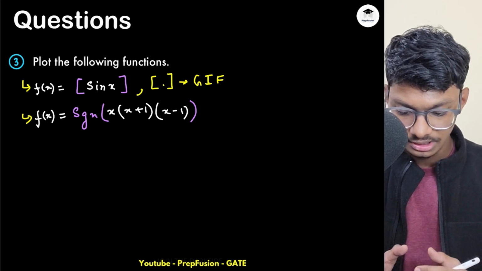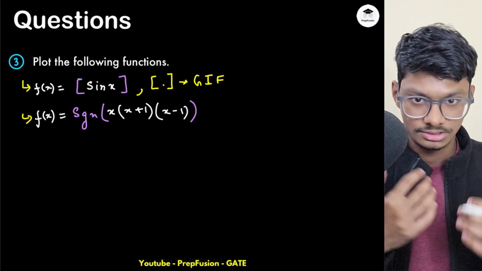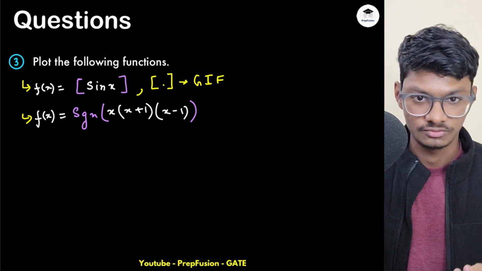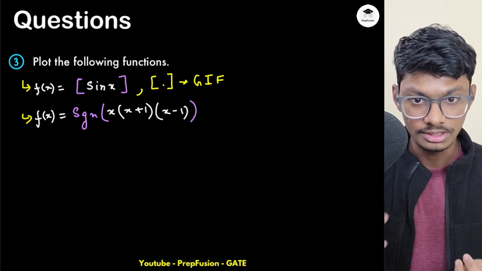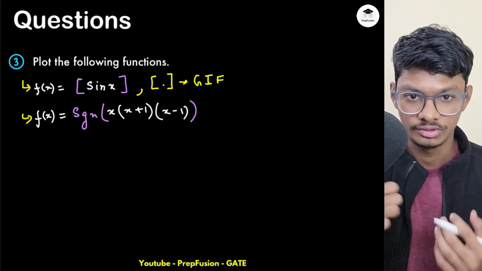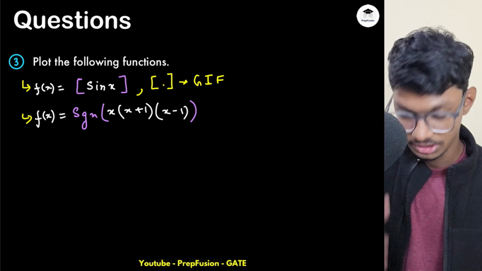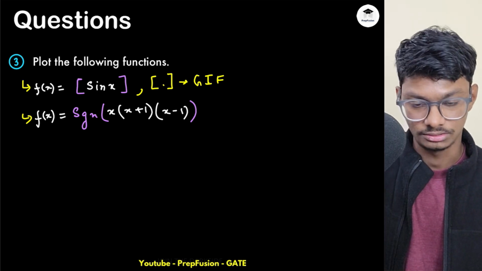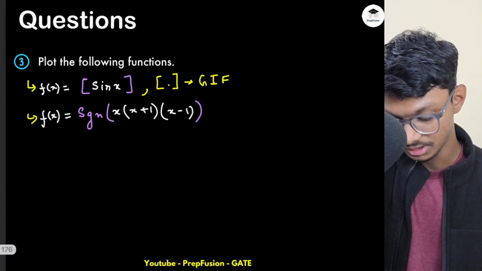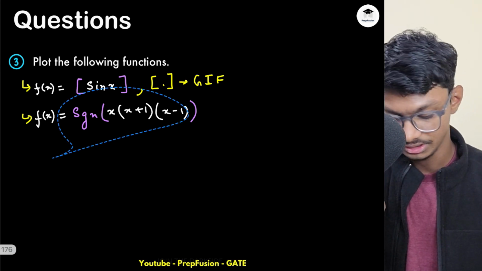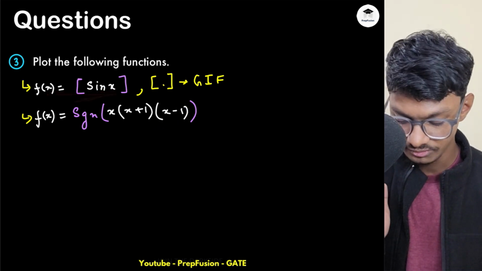So this is basically the extra part of lecture 1. Lecture 1A and B have been finished, so in this lecture we'll solve the questions. This was the question that I gave you before, after studying the greatest integer function and the signum function. We have to plot this function.